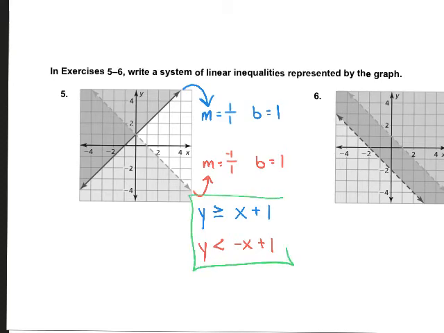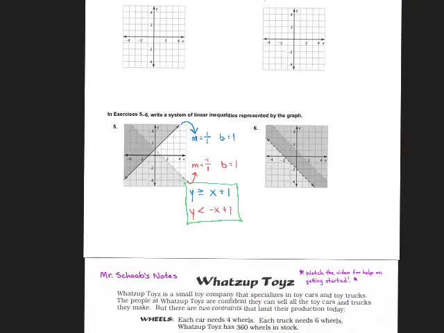All right, this is the system represented by that graph in number 5. So we're just working backwards, finding that information about the lines and using that to create the boundary line, and then looking at the shading and the dotted or solid to figure out which inequality sign we use there. All right, so that's number 5. Hopefully you can use that to do number 6.